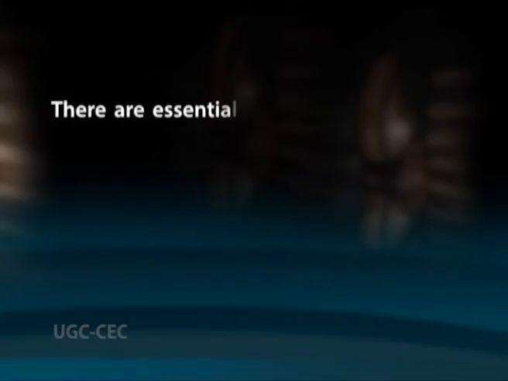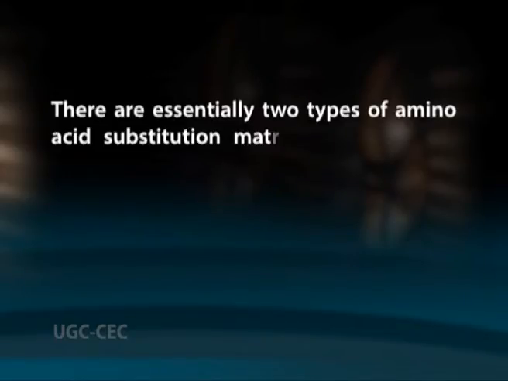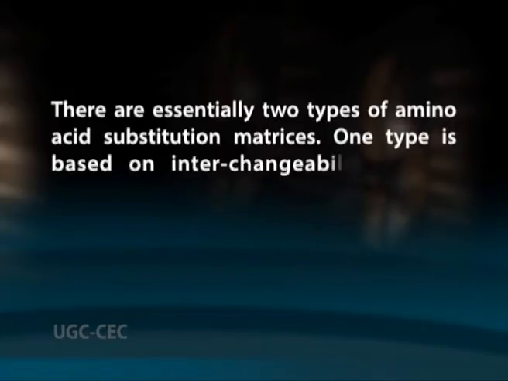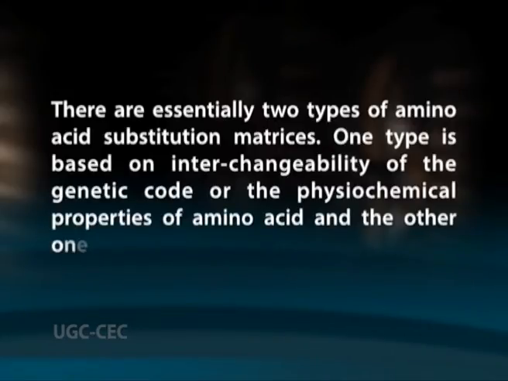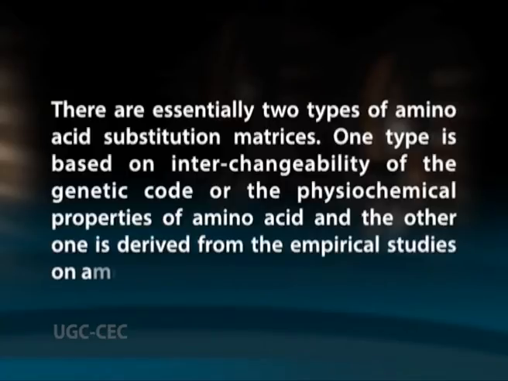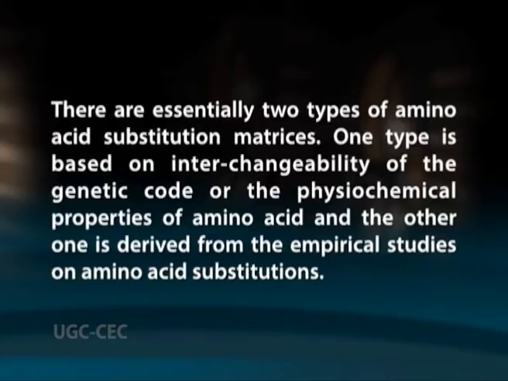Since there are 20 amino acids, the scoring matrices will have 20 columns and 20 rows. There are essentially 2 types of amino acid substitution matrices. One type is based on interchangeability of the genetic code or the physiochemical properties of amino acids, and the other one is derived from empirical studies on amino acid substitutions. It has been proved that the empirical approach is more accurate than the first method.